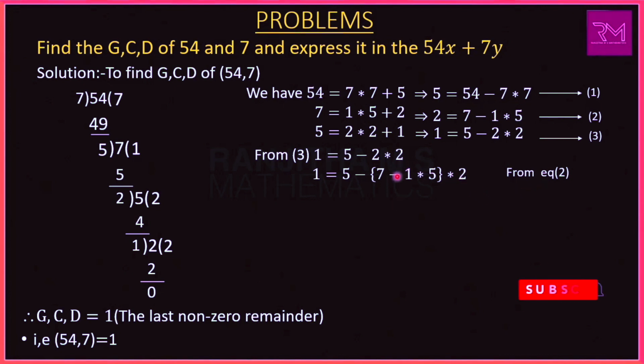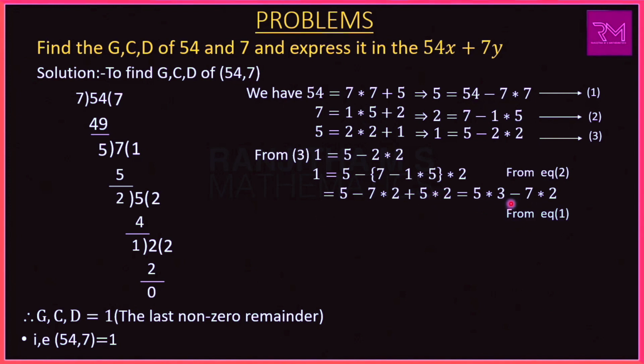Next step, multiply this 2 inside the bracket. We get 5 minus 7 into 2 plus 5 into 2. Here this is 5 into 1 and here this is 5 into 2. If we add these, we get 5 into 3 minus 7 into 2. In these two terms we can take 5 as common, and the remaining is 1 plus 2, which is 3. Therefore we get 5 into 3 minus 7 into 2.